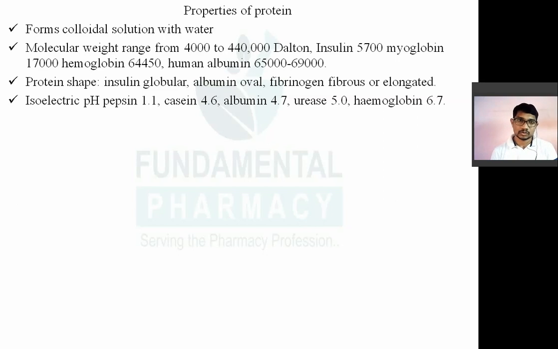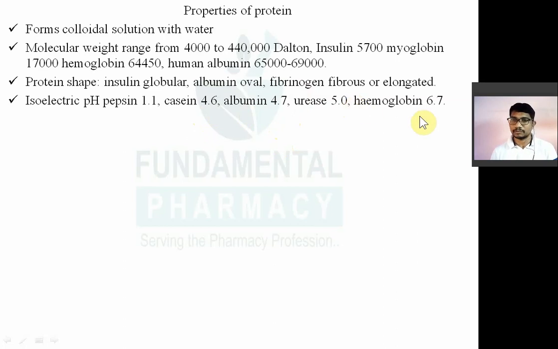So proteins are nothing but the polymer of amino acids. So protein also will have isoelectric pH. So for example, pepsin will have isoelectric pH 1.1. Casein obtained from milk will have 4.6. Albumin will have 4.7. Urease enzyme will have isoelectric pH 5.